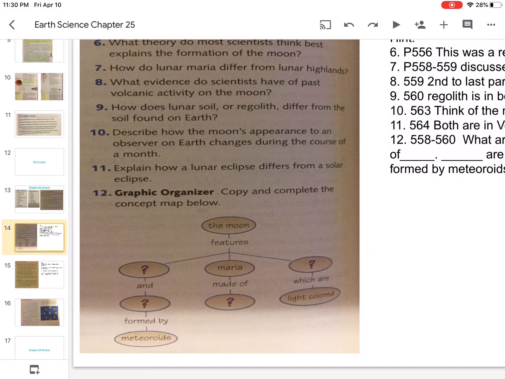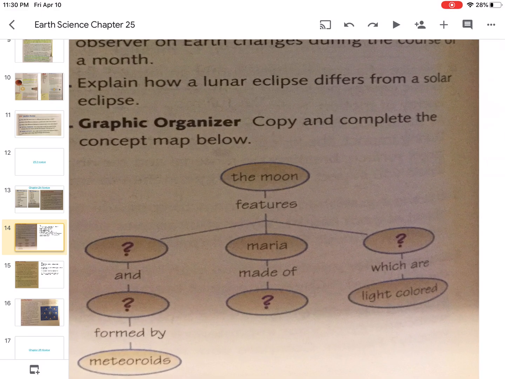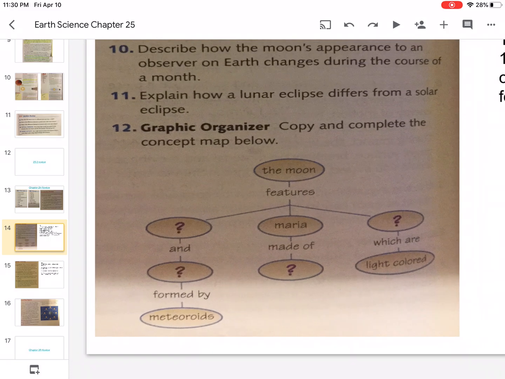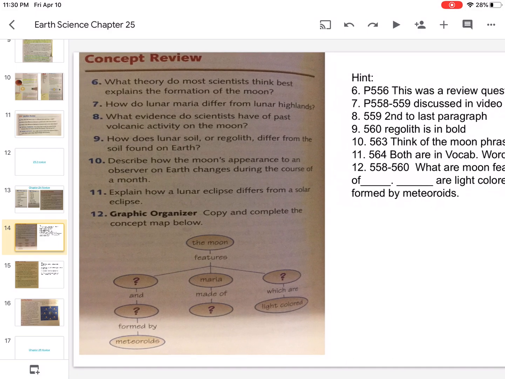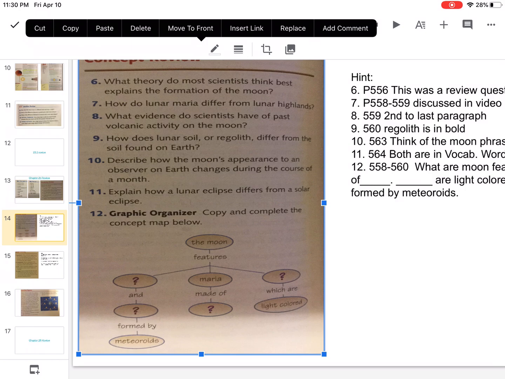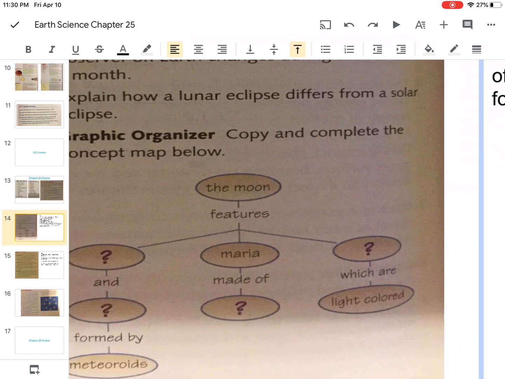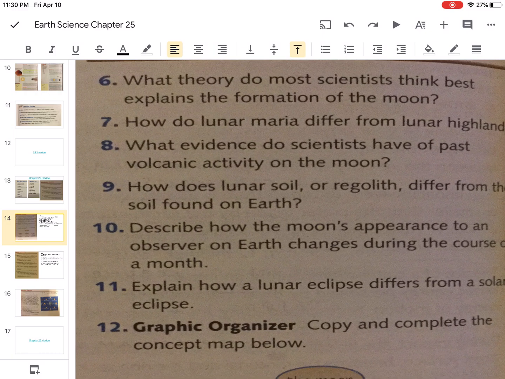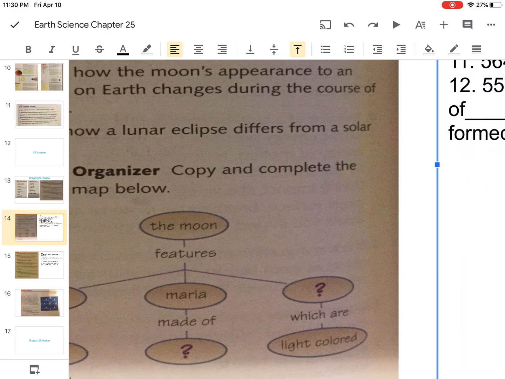Number 12, the graphic organizer. It says copy and complete the concept map below. So the moon's features. We have Maria and we have 2 other things. If you look back over here, it asks you a question. On number 7, it says, how do lunar Maria differ from lunar highlands? So most likely, one of these is going to be lunar highlands.